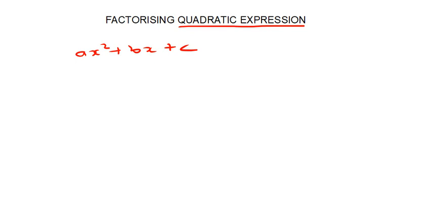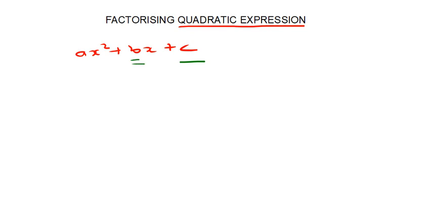In order for you to factorize a quadratic expression, step one, you have to find the factors of c. After finding the factors of c, you either add them or subtract them. They have to give you the value of b. So let me show you an example.